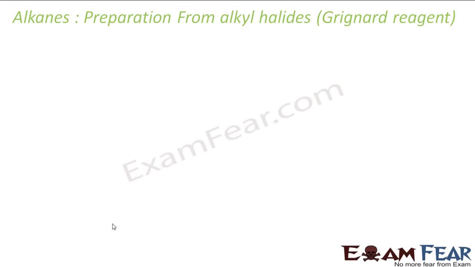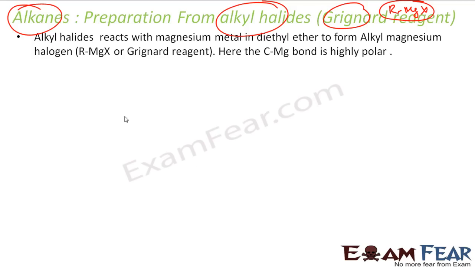So let's now understand the preparation of alkanes from alkyl halides using Grignard reagent. So what is a Grignard reagent? It is nothing but RMgX. We will discuss this. When alkyl halides react with magnesium metal in diethyl ether, they form alkyl magnesium halide, and this is my Grignard reagent. Here the carbon-Mg bond, the R-Mg bond, is very weak. It is actually very highly polar and can be broken easily.